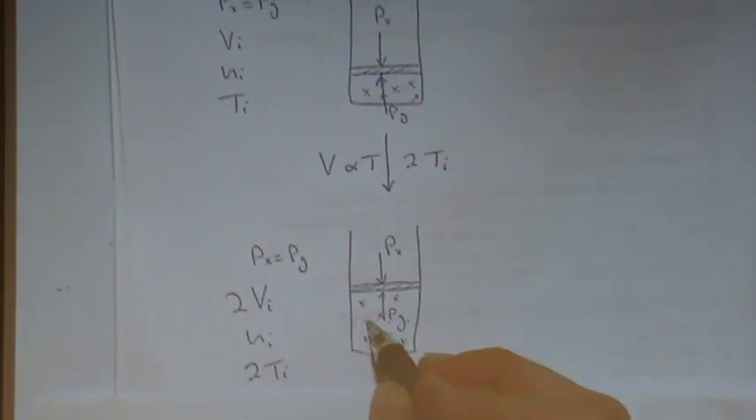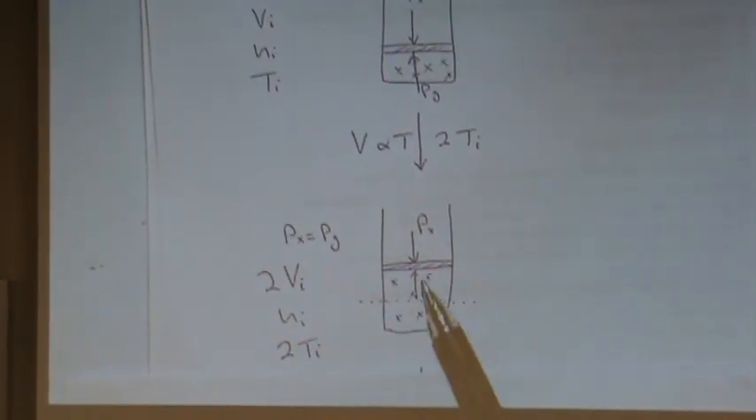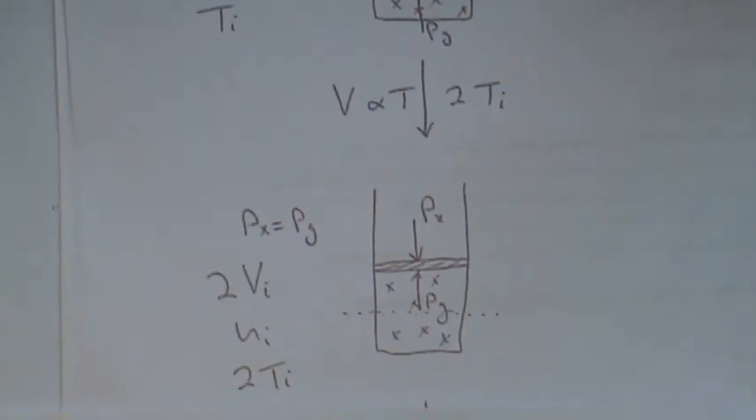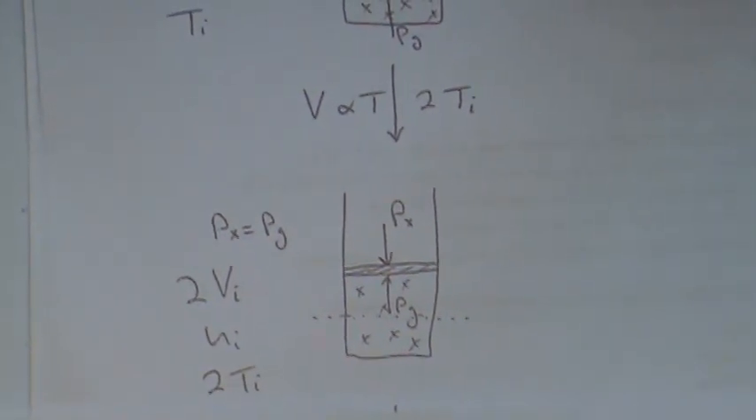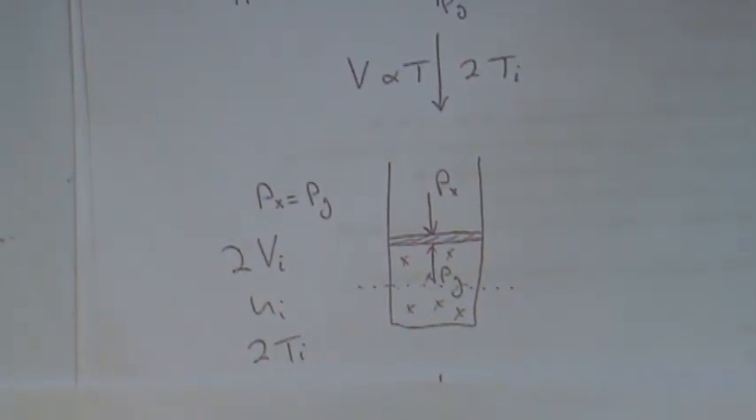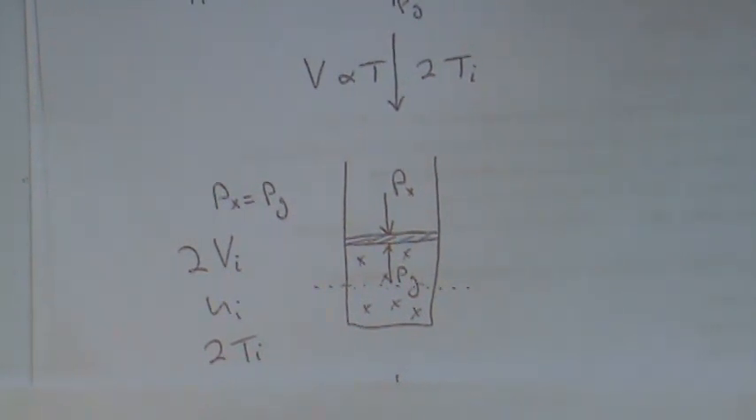Now, you will have the same number of moles, double temperature, double volume. Can you see this line here? Can you see that line? It was there. Double volume, and the pressure again is going to be the same. This is the way you accomplish having the same pressure. Can you see how you can have the same pressure? By being able to move whatever freely.